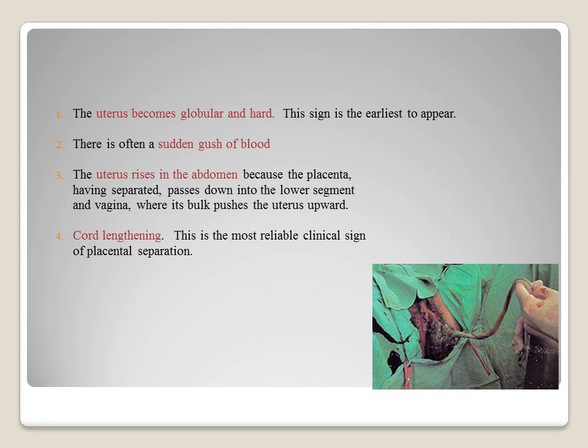There is a sudden gush of blood because the placenta is a vascular organ. The uterus rises in the abdomen because the placenta, having separated, passes downward to the lower segment and the vagina, where its bulk pushes the uterus upward. Cord lengthening is one of the things that happen. This is the most reliable clinical sign of placental separation.